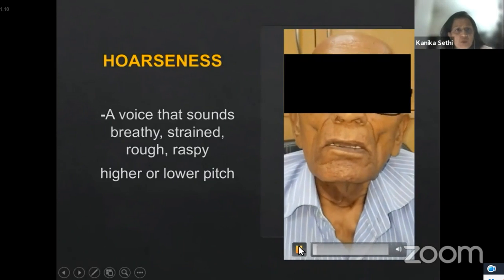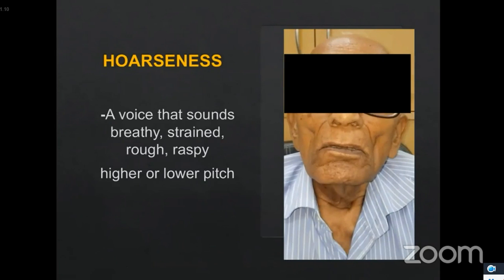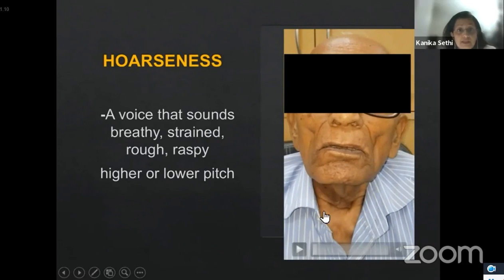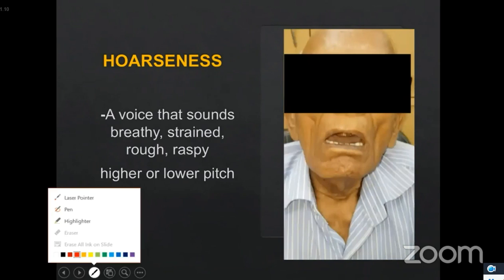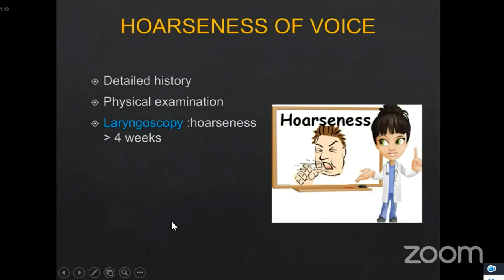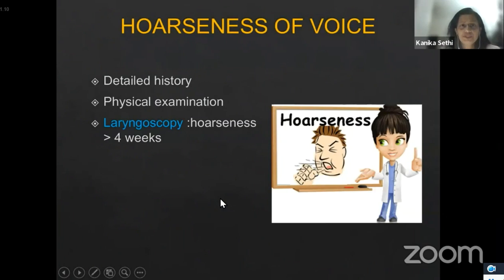So what is hoarseness of voice? It is a voice that sounds breathy, strained, rough. It can be of high pitch or of low pitch. So when a patient comes with hoarseness, a detailed history is required, physical examination, and then the patient is worked up. If the hoarseness persists for more than 4 weeks, then a laryngoscopy should be done to look for the local cause. And if there is no local cause, then an imaging should be done.